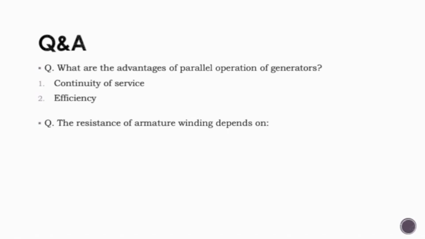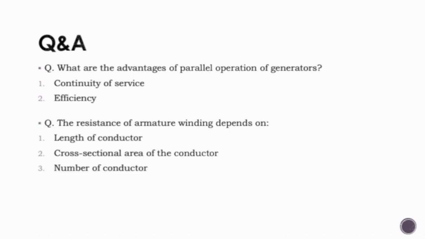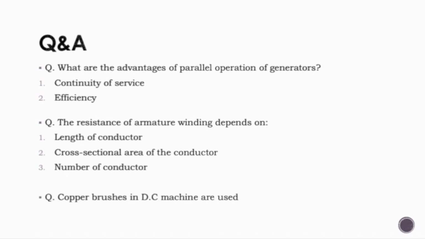The next question: the resistance of the armature winding depends on the length of the conductor, the cross-sectional area of the conductor, and the number of conductors. Copper brushes in a DC machine are used where low voltage and high current are involved.